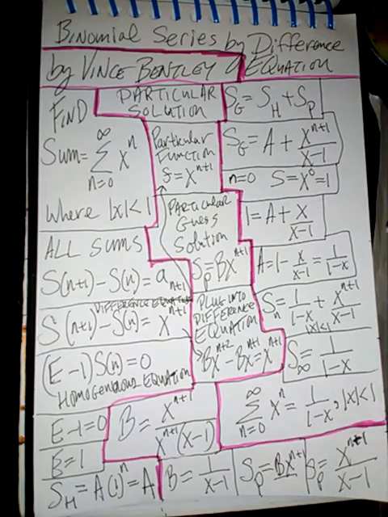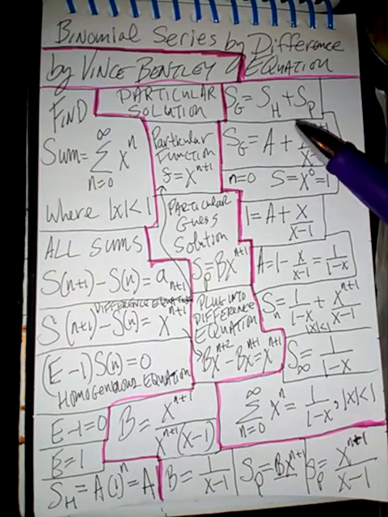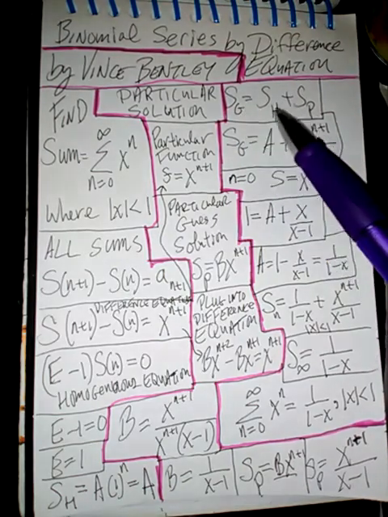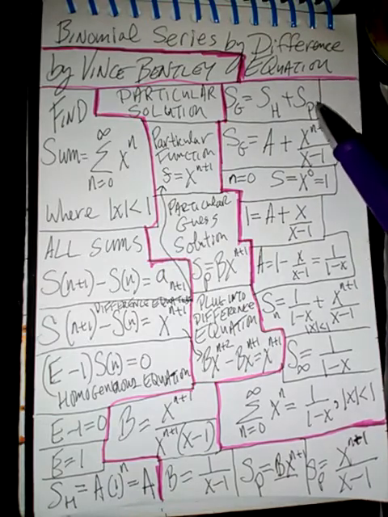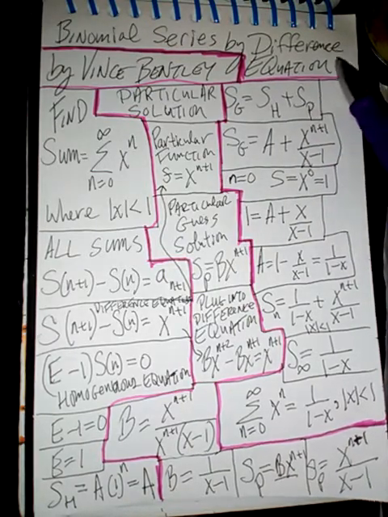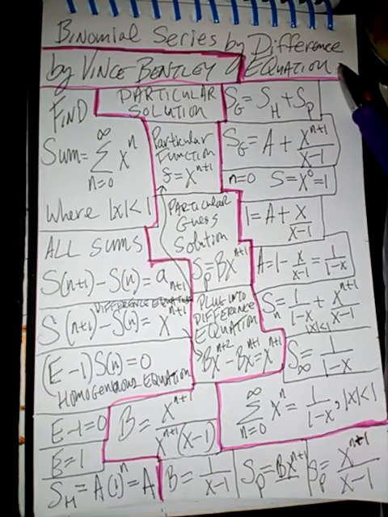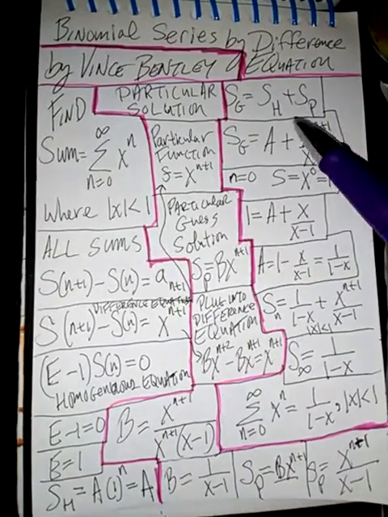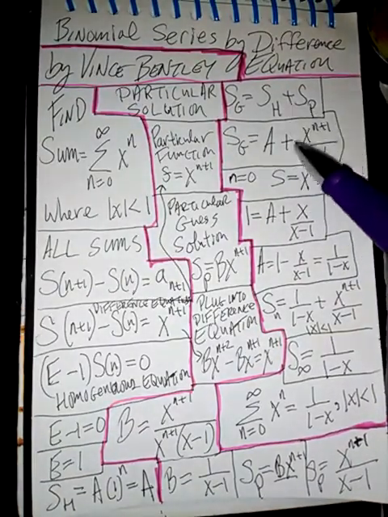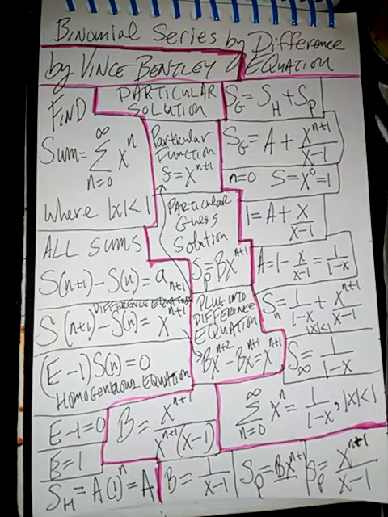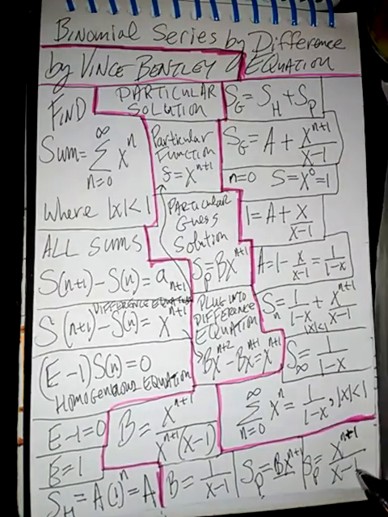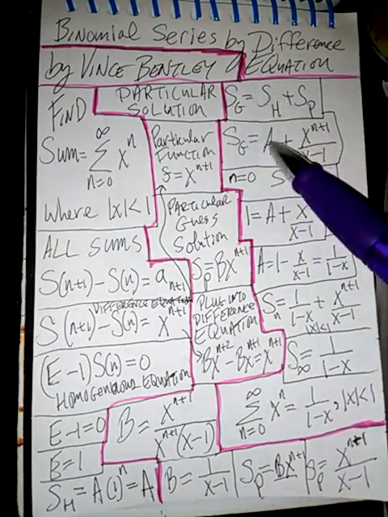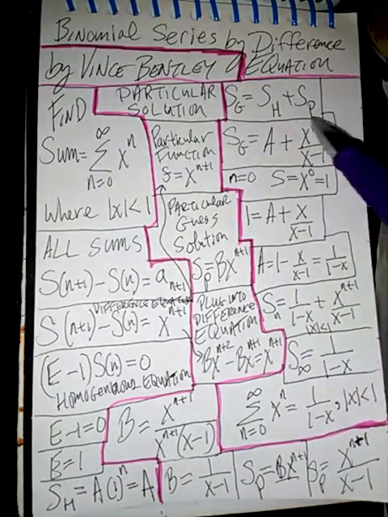And of course, we know from regular differential equations, which this is not, these are difference equations, but it works similarly, that our general solution is our homogeneous plus our particular solution. So that is the same for difference equations, just like it is for differential equations. So do you know your homogeneous solution? Yeah, that's A. Plus, do you know your particular solution? Yeah, that's x to the n plus 1 over x minus 1. So that's that, this is this, and that's that. And this is our general solution.